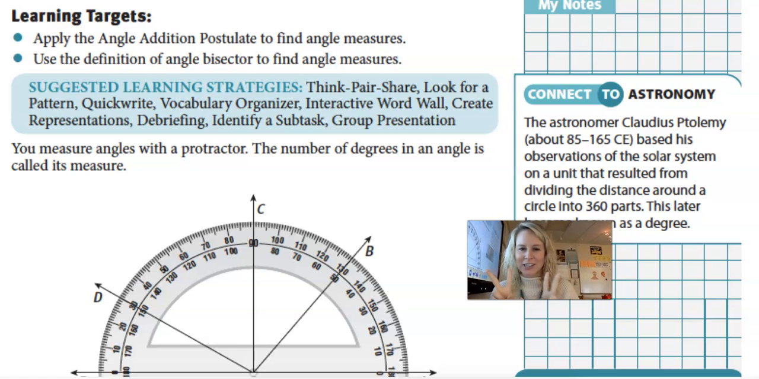So, we have two learning targets today. One of them is to learn about the angle addition postulate and find angle measures. The angle addition postulate is so similar to the segment addition postulate, except we're dealing with angles. And then we're going to be talking about an angle bisector in part 2 of our video.